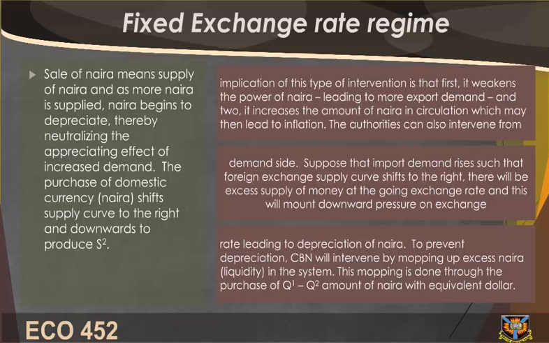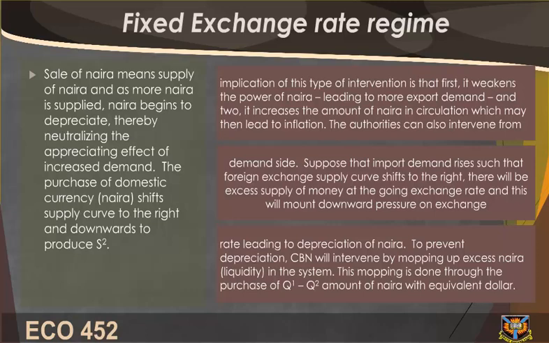The authorities can also intervene from the supply side. Suppose that import demand rises such that the foreign exchange supply curve shifts to the right, there will be excess supply of money at the going exchange rate, and this will mount downward pressure on exchange rate, leading to depreciation of naira. To prevent depreciation, CBN will intervene by mopping up excess naira liquidity in the system.